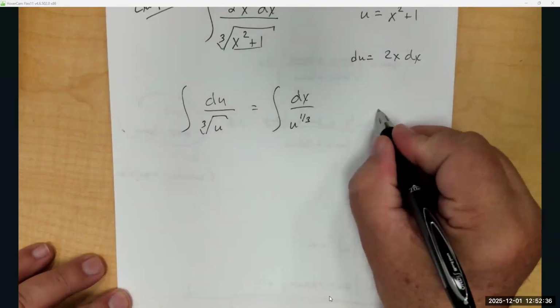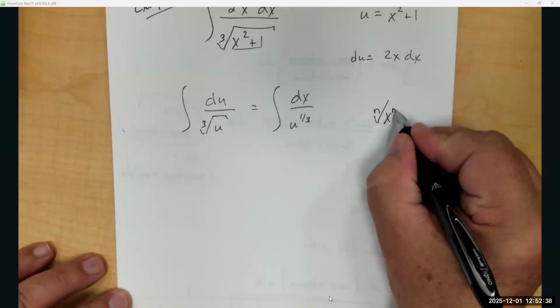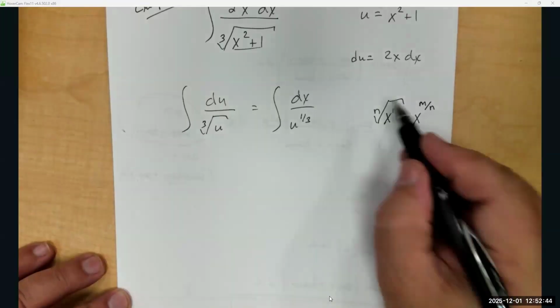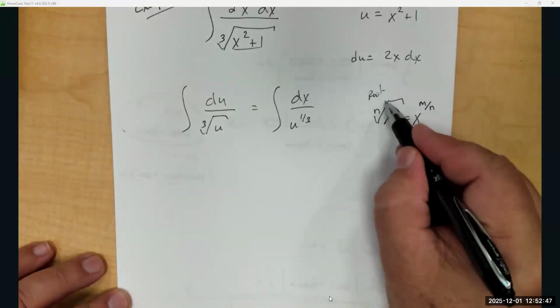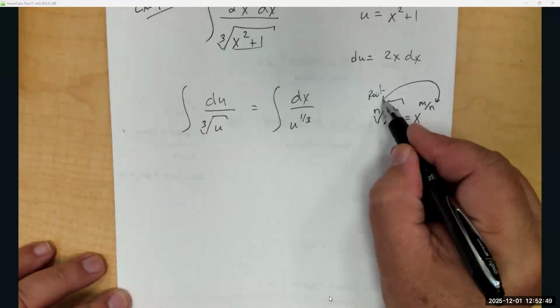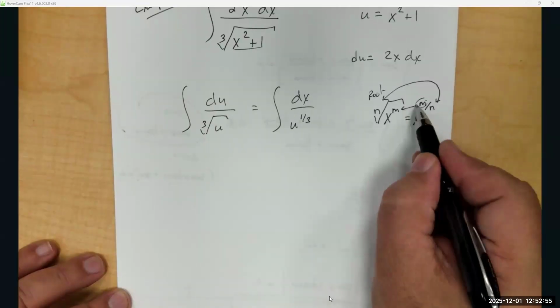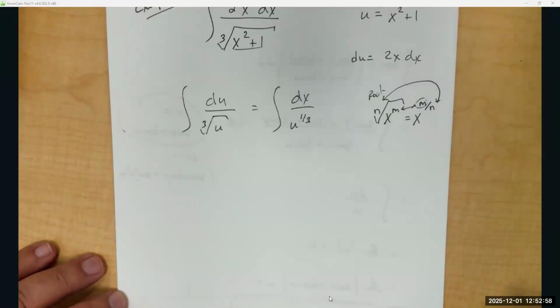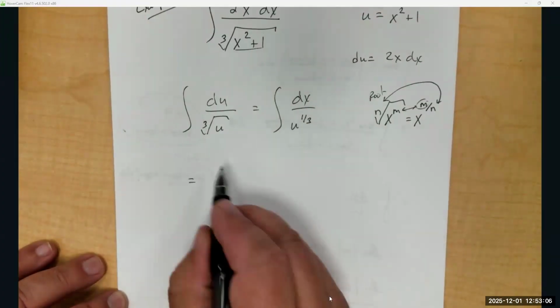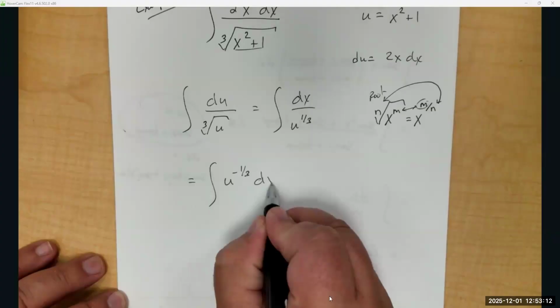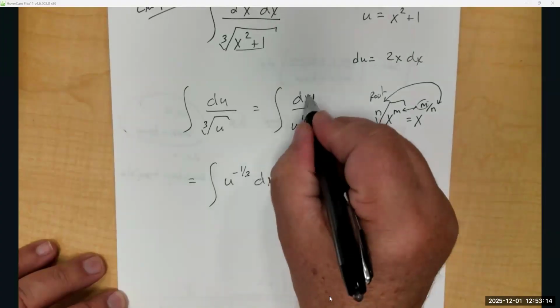Because the rule is this. Whatever the root is, it's always the denominator, and whatever your exponent is, that's the exponent in there. Use whatever is inside there. So now we can rewrite that as u to the power negative 1/3 du, not dx, du.